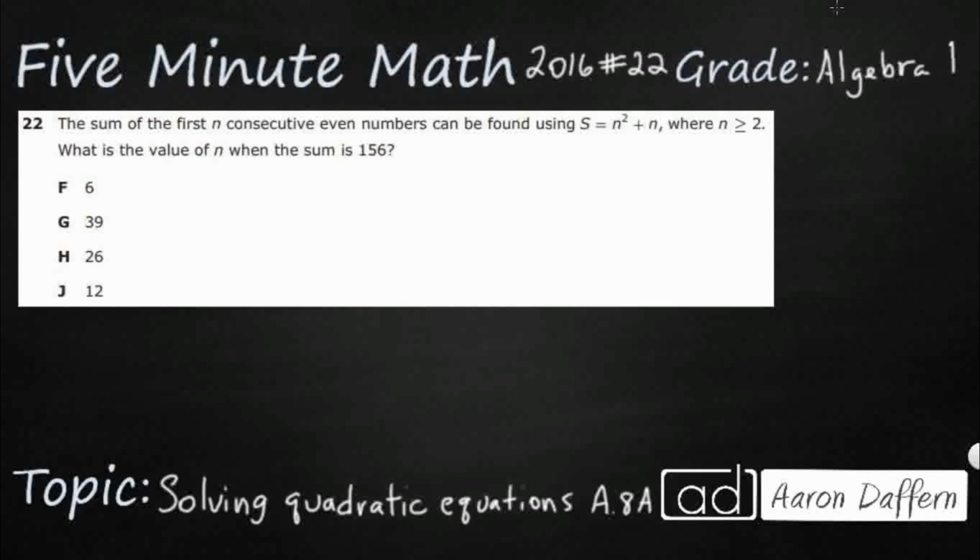So we have this little formula here that s equals n squared plus n, as long as that n is greater than or equal to 2. So we're looking for the value of n, so our solution, when the sum is 156, and that sum is going to be that s right there. So let's write this right here: n squared plus n equals 156.